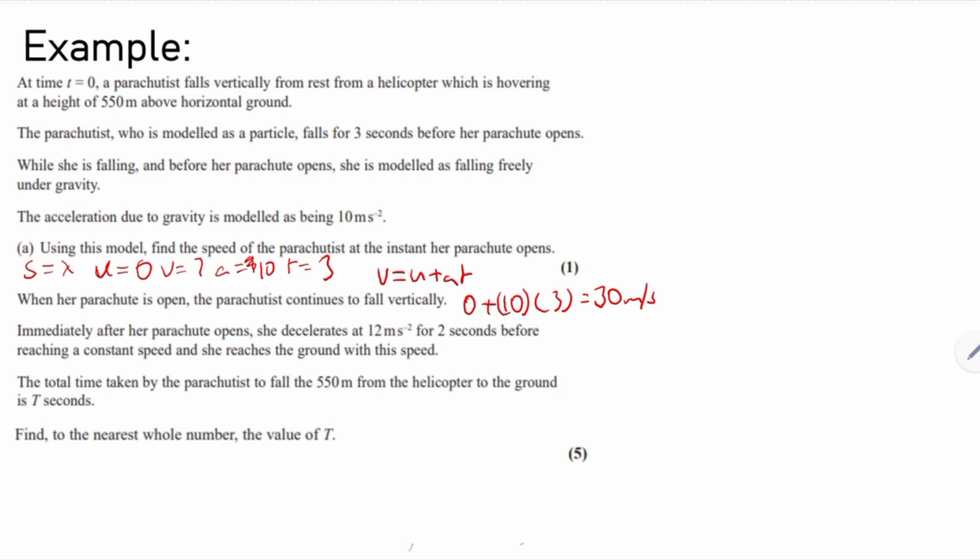So now we need to find, to the nearest whole number, the value of T for the next part of the question. If you read the question, there are 3 different parts: before her parachute opens, while her parachute opens, and after that, when she's at a constant speed. So first we are going to be going over before her parachute opens and finding that distance. We need to use SUVAT for each of these parts.